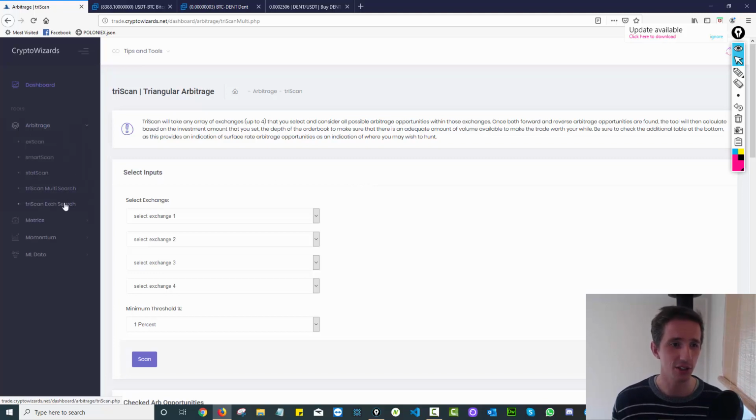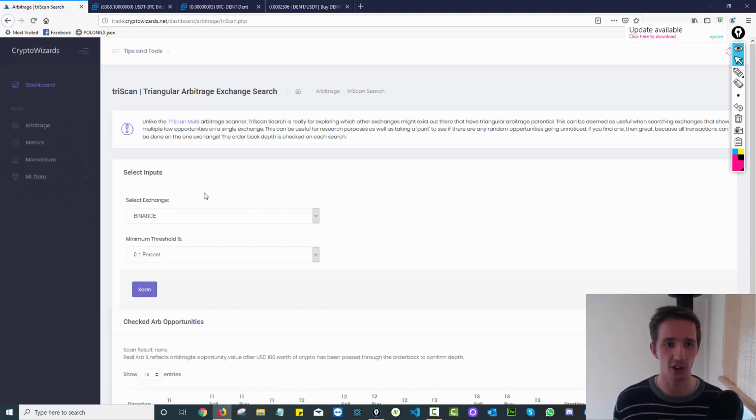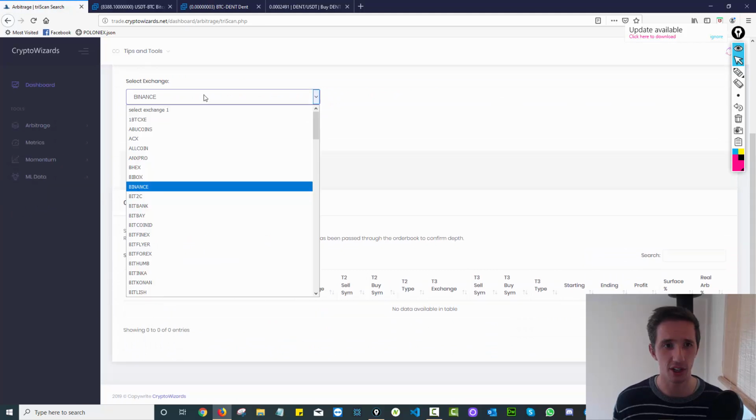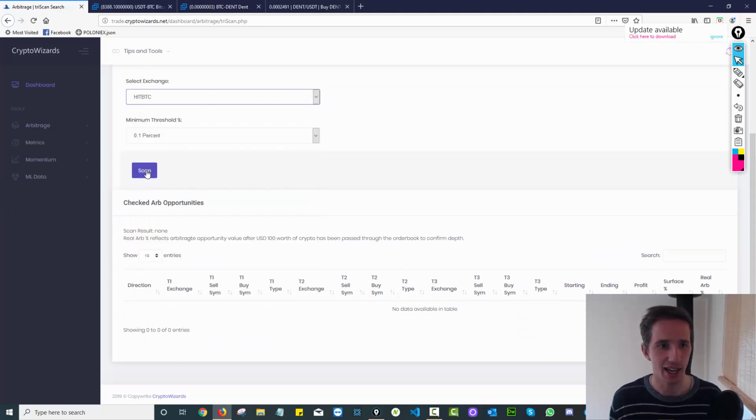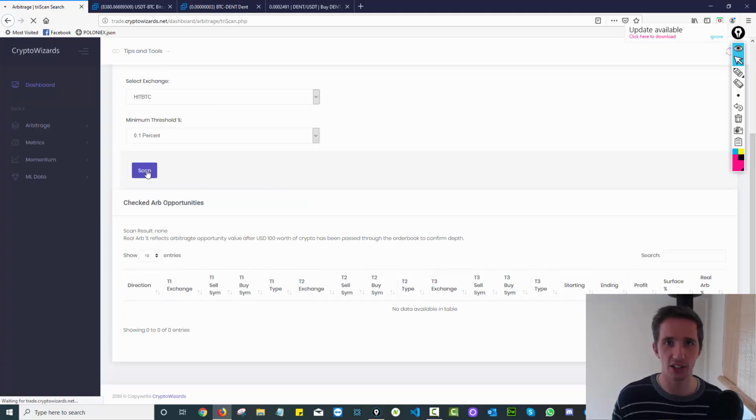So the other thing you can do is just go to the exchange search. So there's a different triangular arbitrage tool here. For example, I can select hit BTC, and I can just scan that one exchange to look across just one exchange and see, are there any opportunities on just one exchange? So triangular arbitrage doesn't have to be multi-exchange. It can just be one. It's just you're more likely to get opportunities if you're willing to move about on different exchanges.